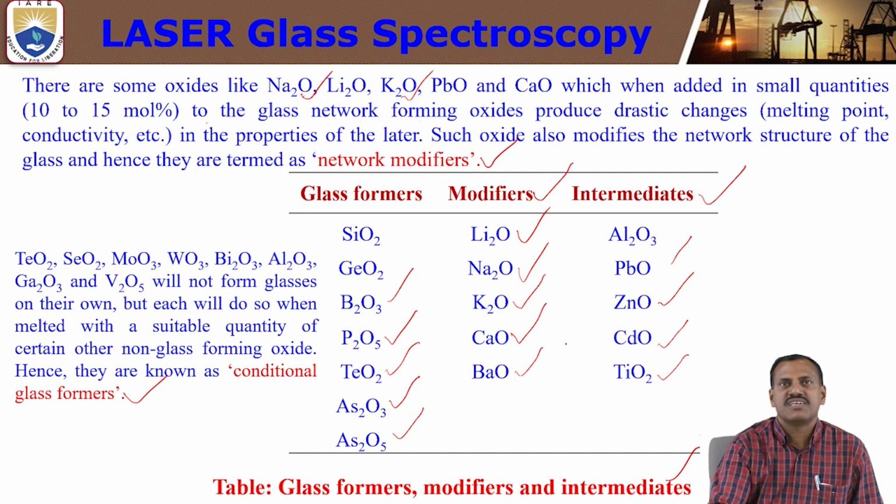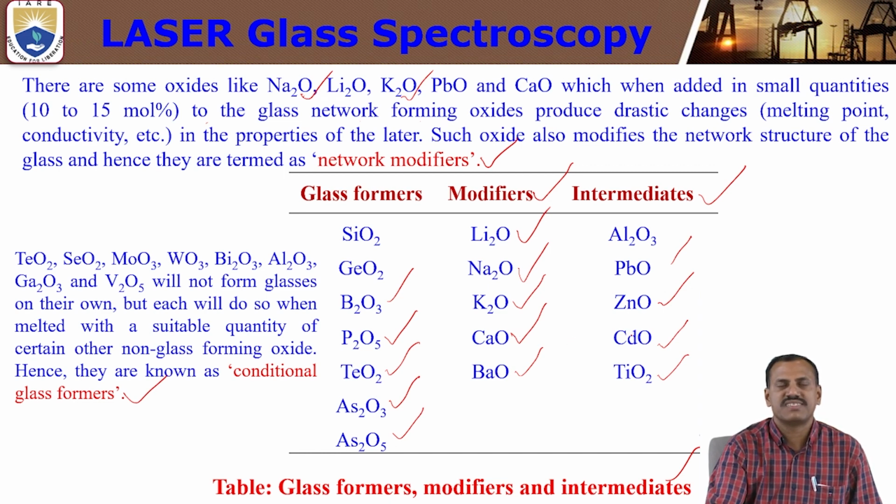So in this table, we show what kind of glass formers, what kind of modifiers, and what kind of intermediates we can use to form the glass network systems.